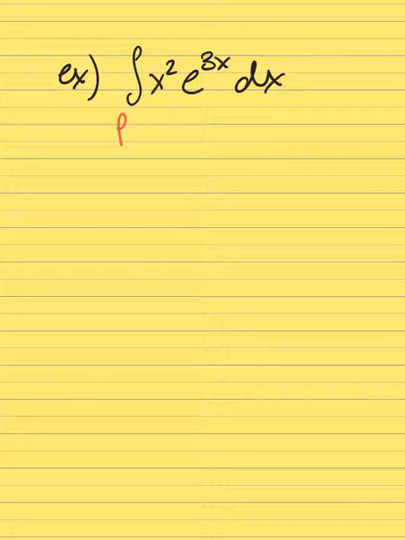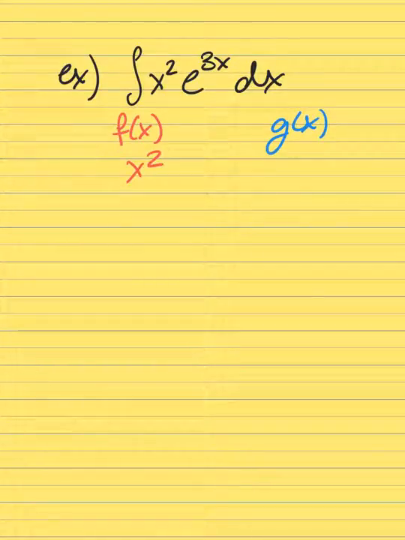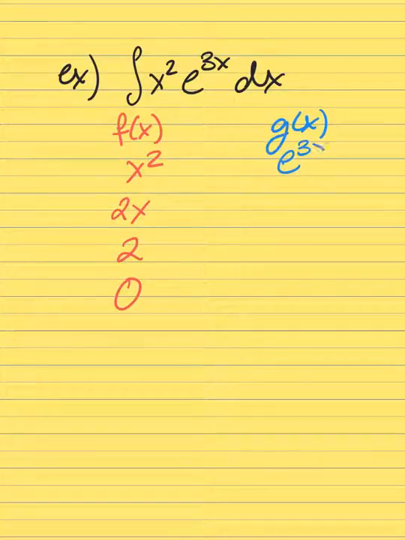I would do tabular. Why would I do tabular? Because x squared is the derivative of something I can take until it becomes 0. The derivative of x squared is 2x, the derivative of 2x is 2, and the derivative of 2 is 0. I'd also do it because I should know the antiderivative of e to the 3x, right? E's nice. The derivative of e is e, the antiderivative of e is e. So the antiderivative of e to the 3x is e to the 3x, but you have to undo the chain rule with that times 3 by dividing by 3 or multiplying by 1/3.